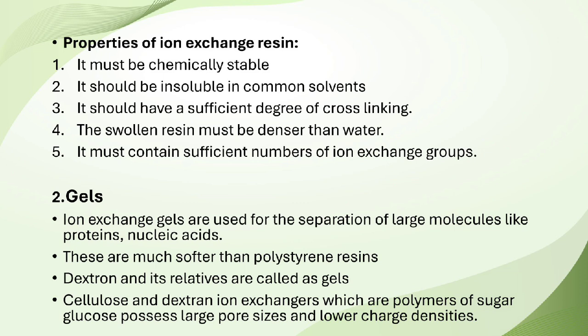Second, gels. Ion exchange gels are used for the separation of large molecules like proteins and nucleic acids. They are much softer than polystyrene resins. Dextran and its relatives are gels. Cellulose and dextran ion exchangers, which are polymers of sugar glucose, possess large pore size and lower charge densities.